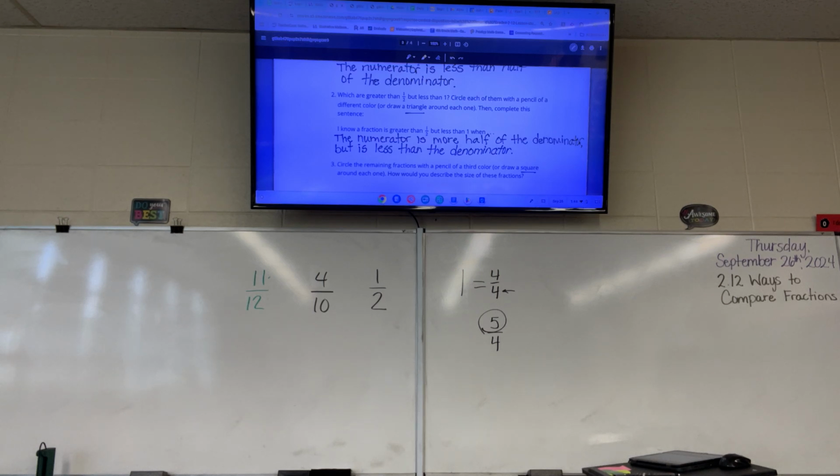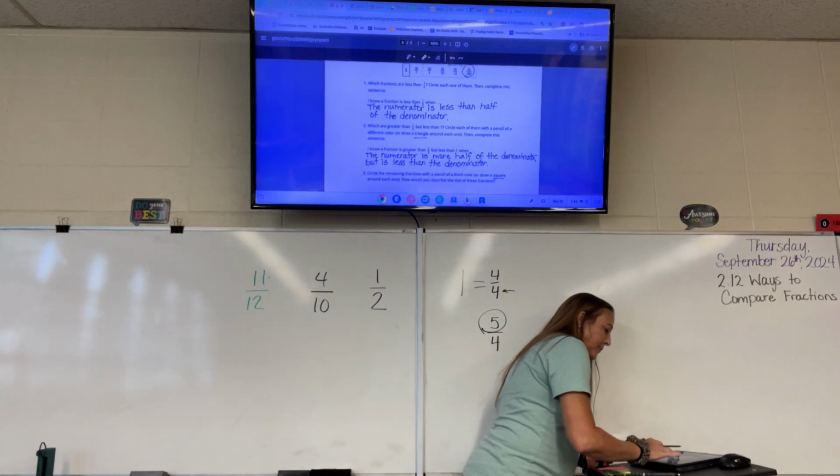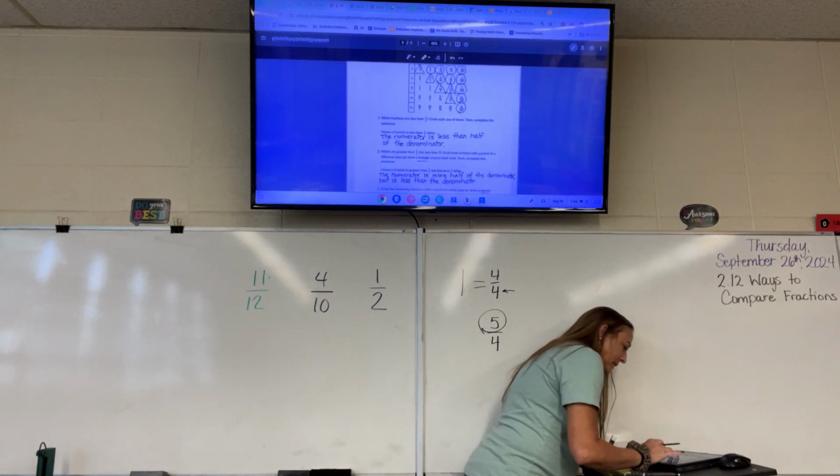So if you're done copying, Macy, go ahead and put a box around all of the fractions that don't have a circle or a triangle. Okay, so if you didn't quite get that copied down, I will put it back up in a little bit.